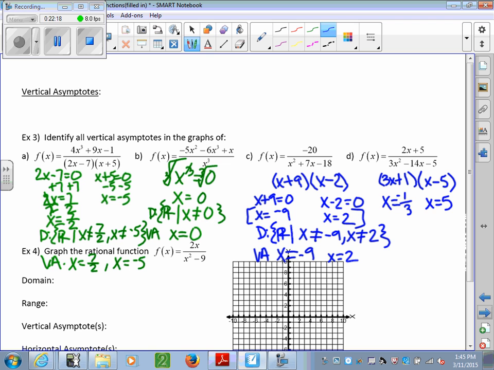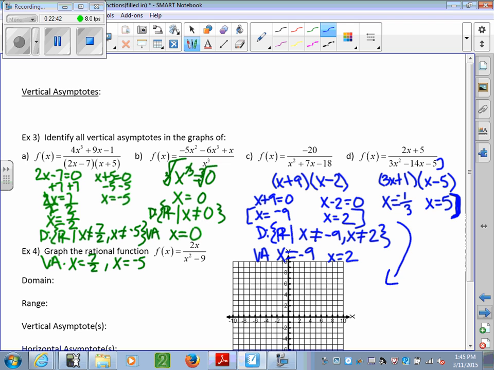Now, if you were to put the denominator in your calculator, you would get straight to this step right here. It would give you what x equals. It does not give you your factors. If you put it in your calculator, you get straight to your zeros, or where your graph is undefined. Okay, so now I can solve where my graph is undefined.